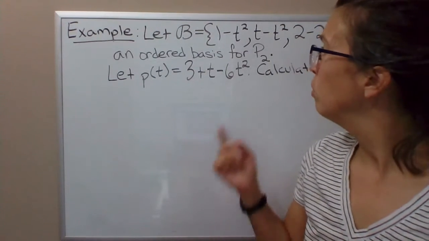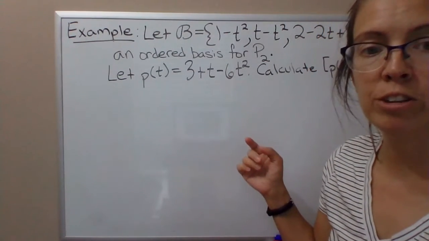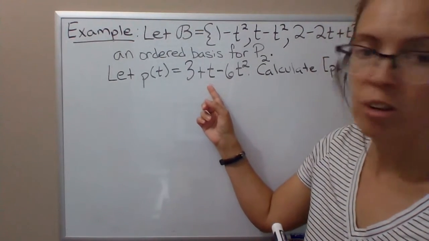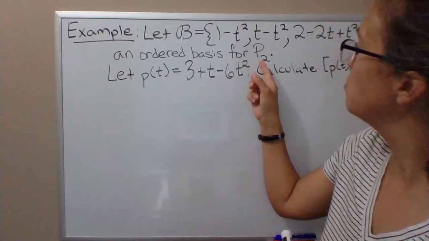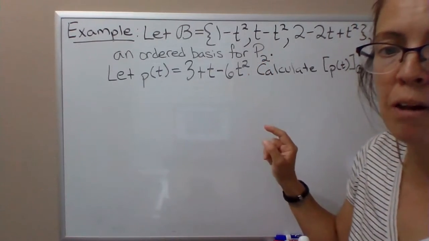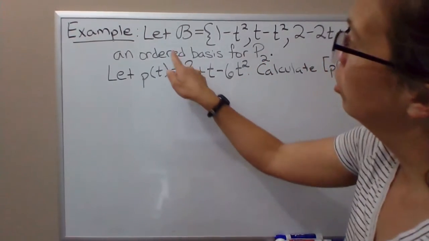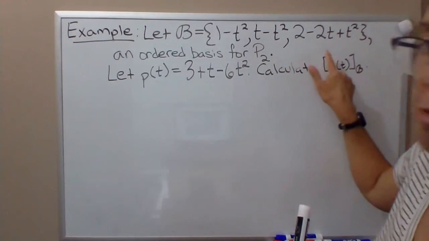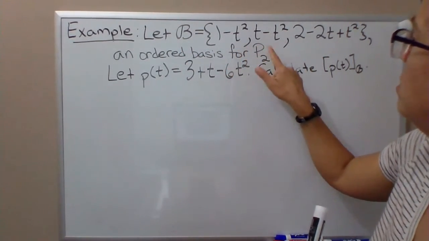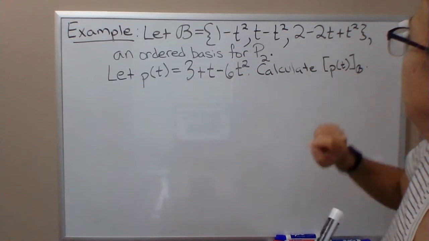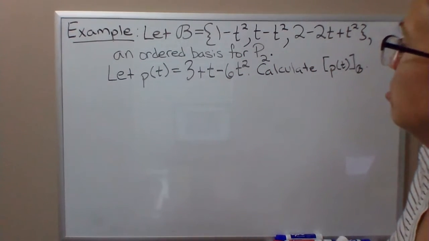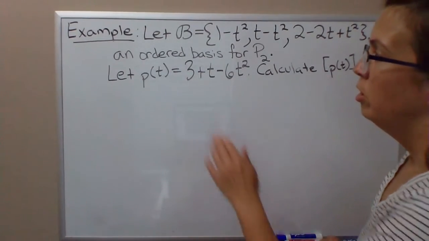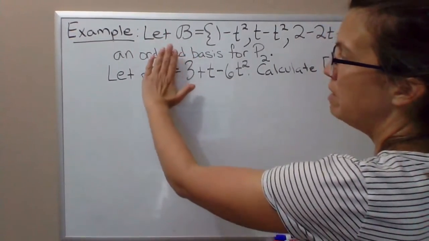Here's an example where we're finding the coordinate vector for a polynomial. So we're working within the vector space P2, the polynomials of degree 2 or lower. We're letting B equal this collection of polynomials: 1 minus t squared, t minus t squared, and 2 minus 2t plus t squared, which is an ordered basis for P2.